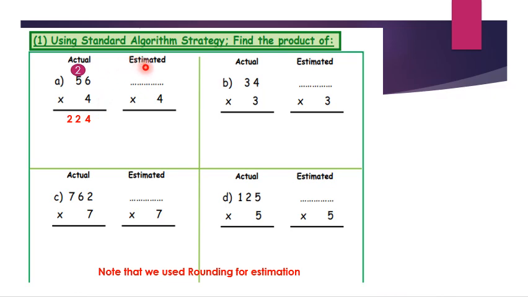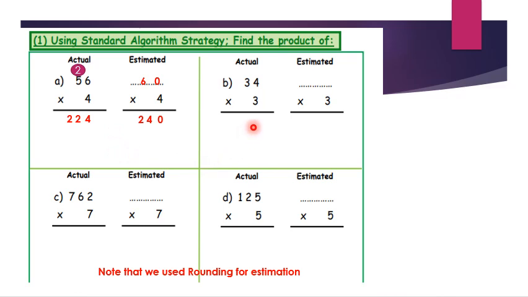Now let's go to estimation. For our estimation, we use rounding. We just round the first factor, which is 56, to the greatest place value. 56 will be 60. Now let's multiply, put down the 0, and 4 by 6 equals 24. So the estimated product will be 240. The actual product is 224, and the estimated product is 240, which is reasonable.